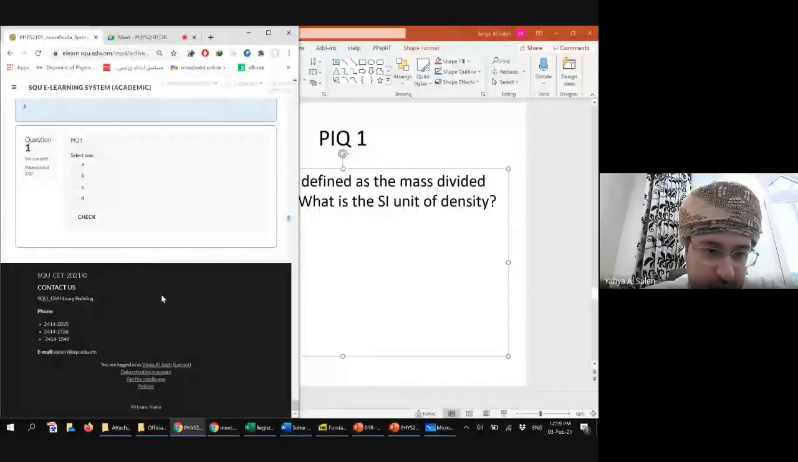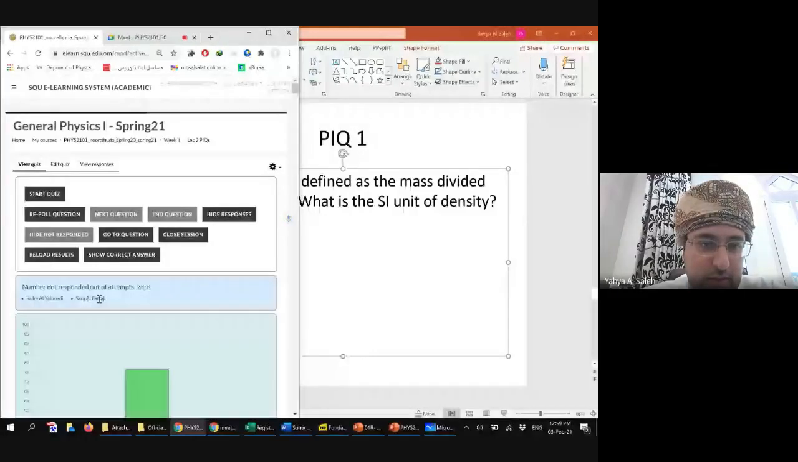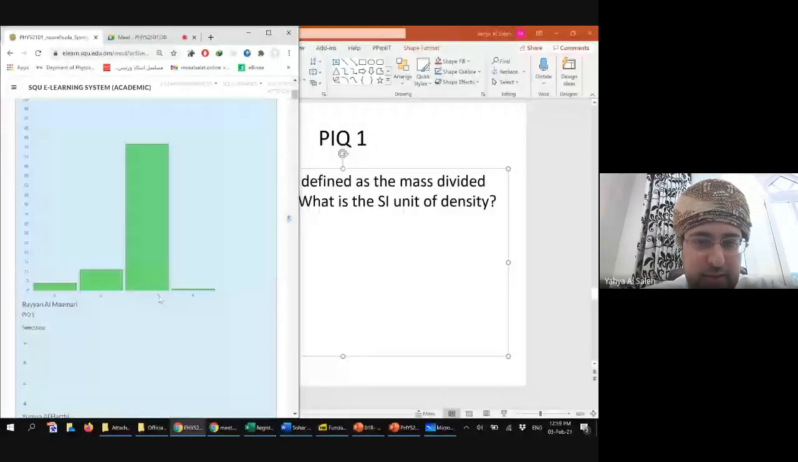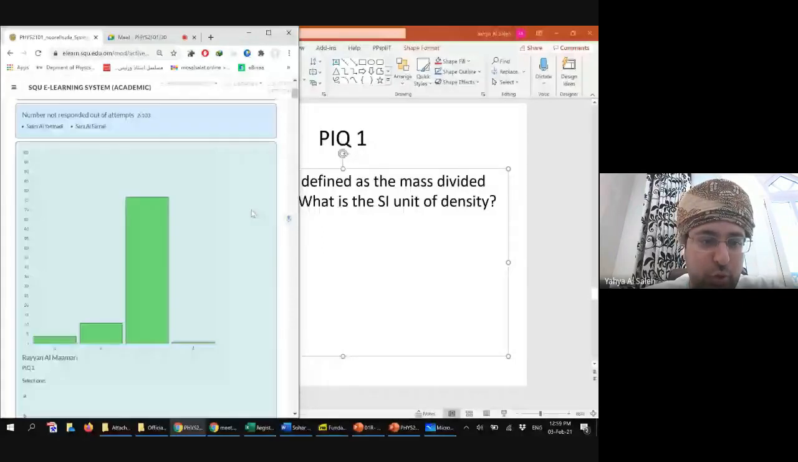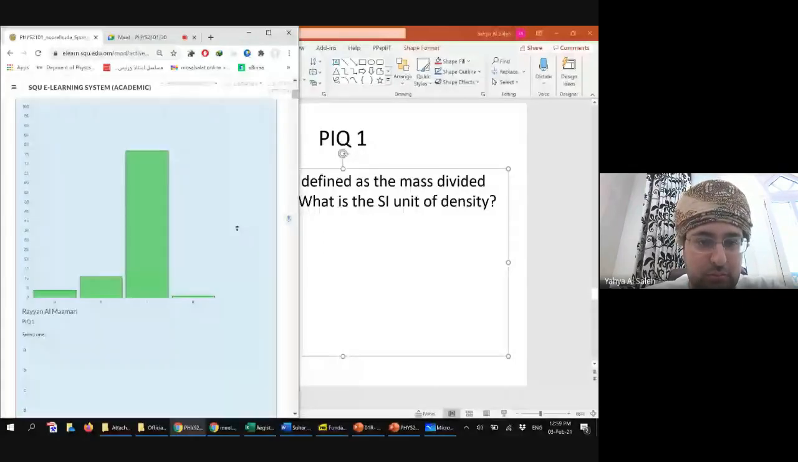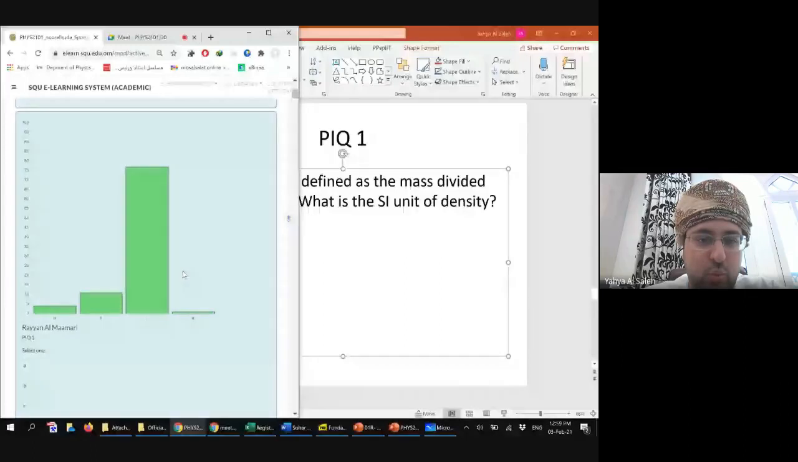So 103, only 2 people did not manage to submit. And I can see here in the results that most students chose C. Okay, which is indeed the correct answer. So most students have understood this concept. We don't need to go to the breakout rooms. Okay. Now what we'll do is we will do it very, very quickly here. Okay, because most of you got it.